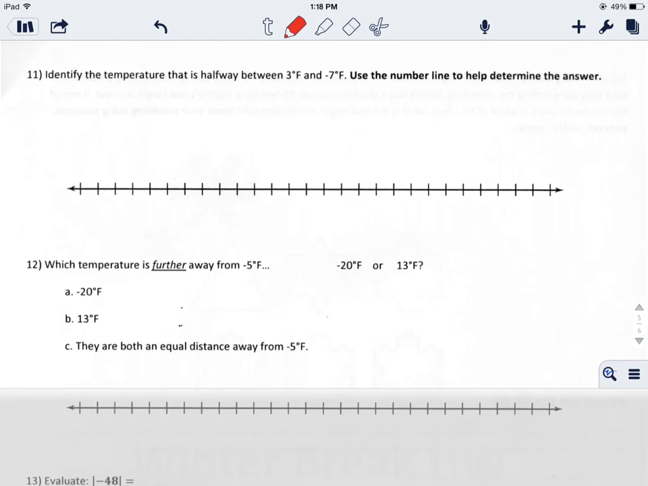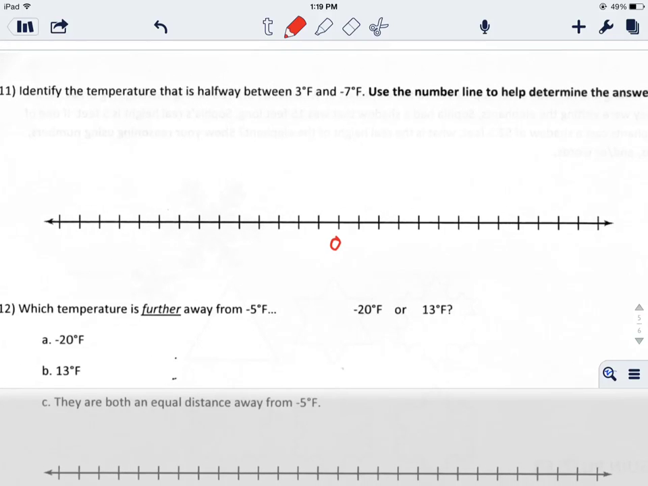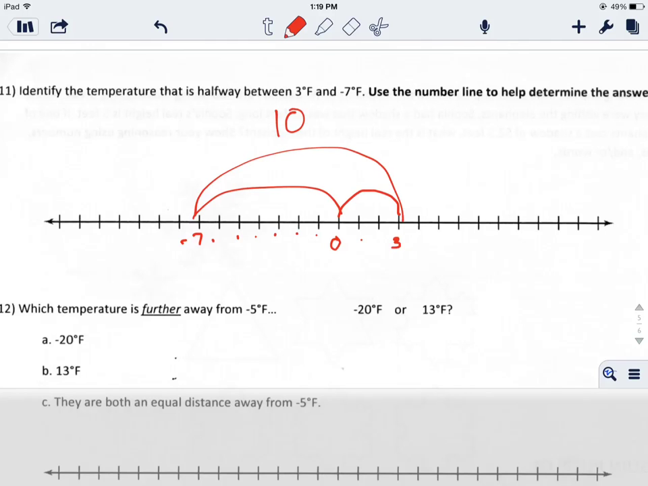This one is something that a lot of us missed on our interim assessment. So let's just take a quick look. I'm going to call this 0, and we want to know between 3 and 7, what's halfway between the numbers 3 and 7. So there's 1, 2, 3. I should say -7. 1, 2, 3, 4, 5, 6. -7 is right there. So how far away are they? Well, let's see. There's 3 steps there, and there are 7 steps there. That makes a total of 10 whole steps, right?